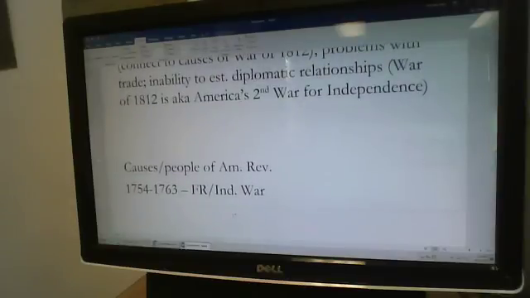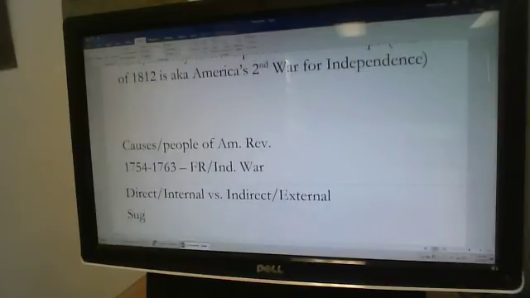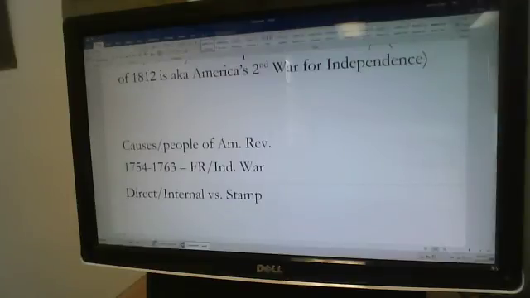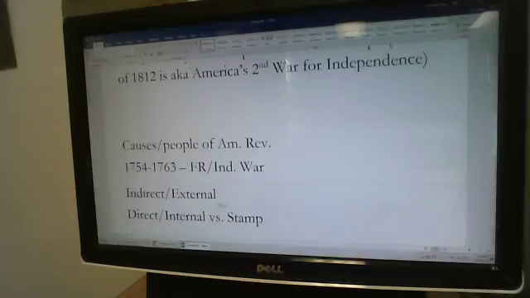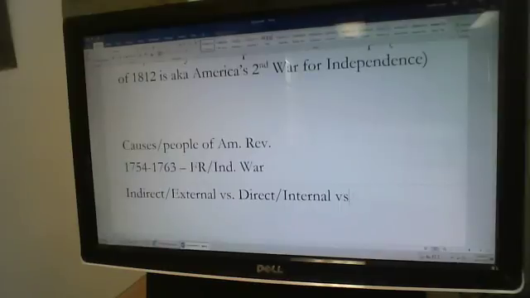Also, we talked about direct versus indirect taxation, direct/internal versus indirect/external taxes. That would be the Stamp Act. Maybe I should do them backwards because that's coming first. So let me do that. Your indirect or your external taxes are like your Sugar Act.